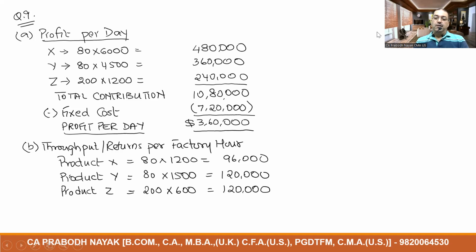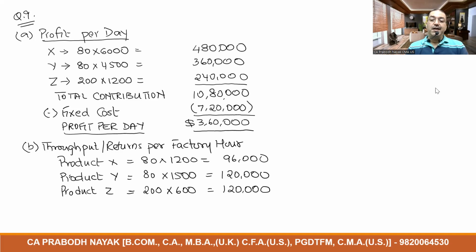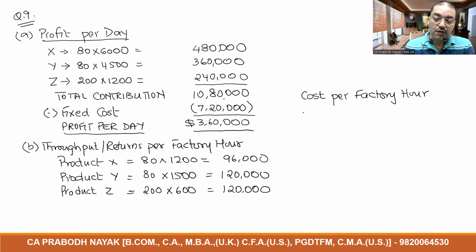Now what we have to know is, after this, I will calculate the cost per factory hour. Total cost 7,20,000 for the day. Each day we are working for 8 hours. So cost per hour, we'll calculate. I'll do it at the side over here. Cost per factory hour is equal to 7,20,000 divided by 8 hours per day. So that comes to $90,000.